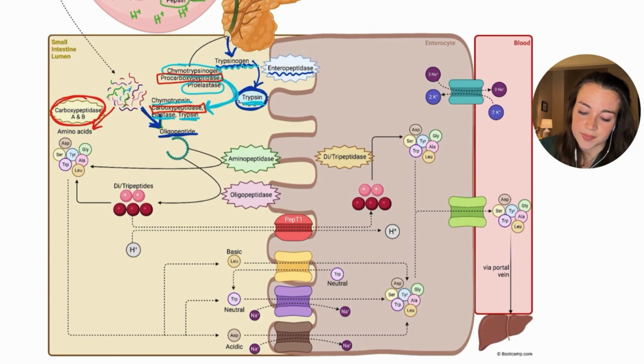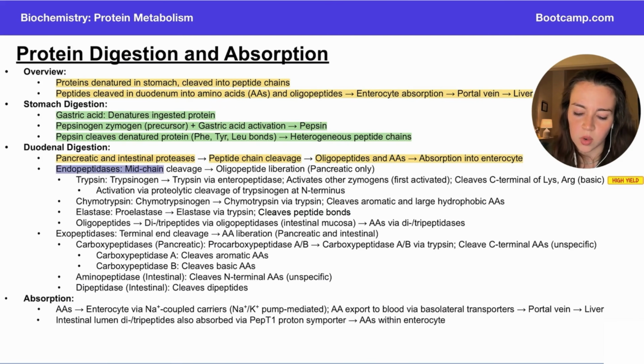So all that is to say, trypsinogen was activated by enteropeptidase into trypsin. Trypsin was able to activate all the other endo and exopeptidases into their active forms to help cleave those denatured peptides into oligopeptides. Let's go talk about some more of the specifics of what some of these endopeptidases do, and then we'll come back to the diagram and we'll revisit that exopeptidase pathway. So those endopeptidases, remember, are what are in charge of mid-chain cleavage of those denatured peptides. And they're going to liberate out those mid-chain oligopeptides.